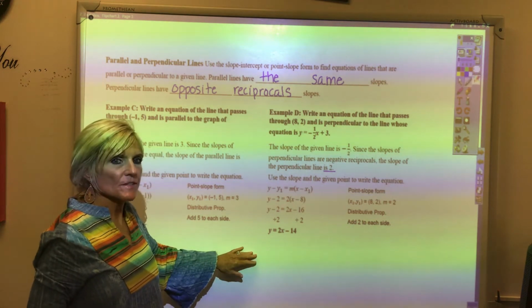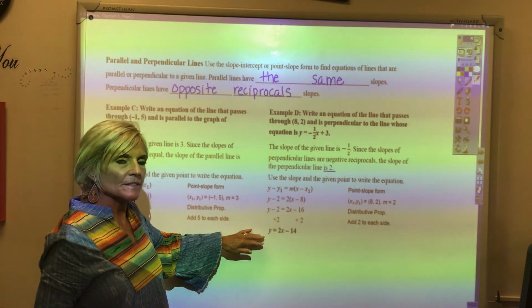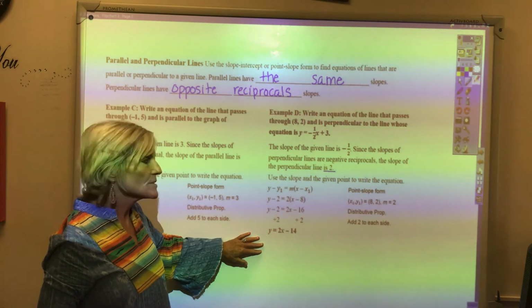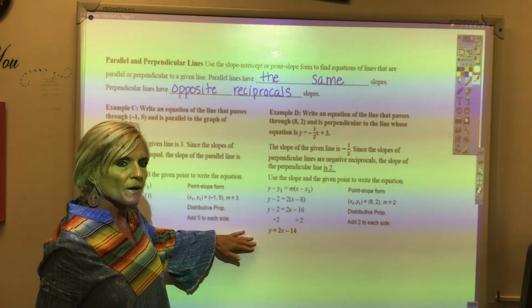Now let's practice using the point-slope form. And if you need further examples from what we do, always refer back to these because these are good and already spelled out for you.